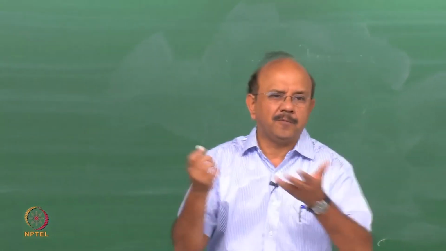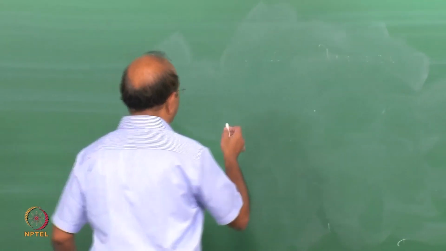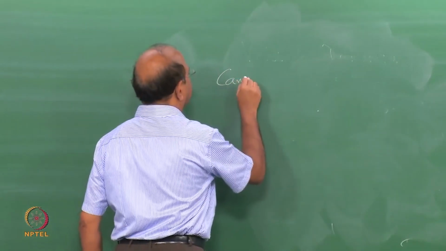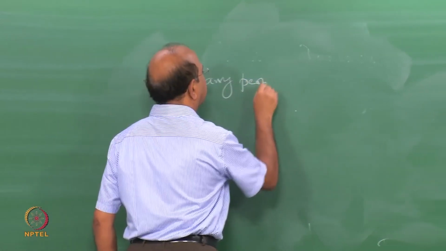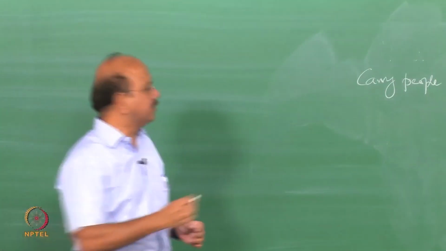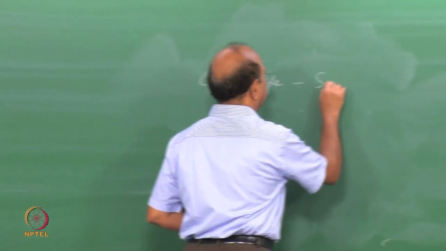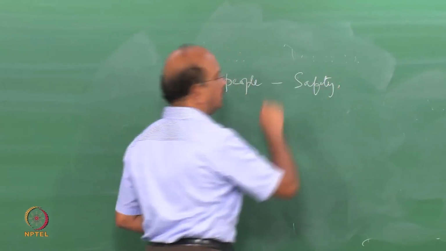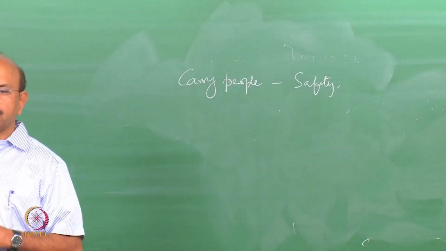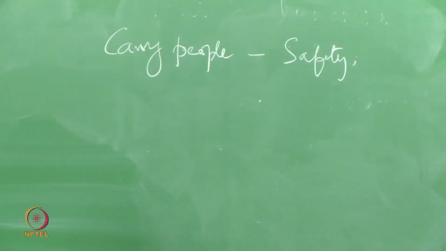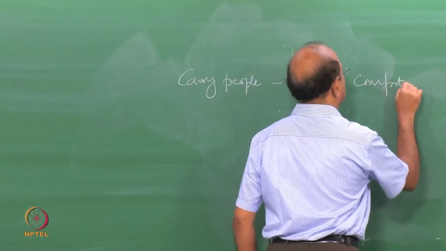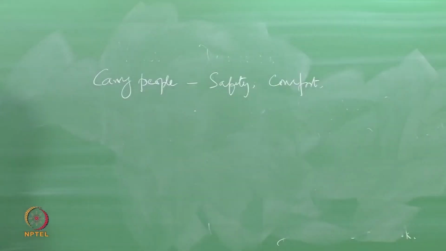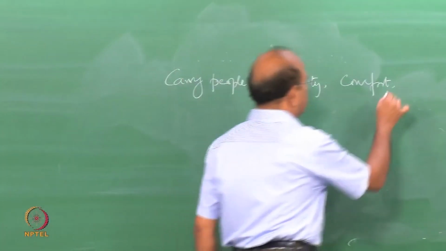Of course, it has to carry people. Don't tell me that it has to carry people. Yes, of course it has to carry people. But they have three important requirements when it carries people. Obviously, safety. It has to carry people safely. It has to carry people comfortably. And of course, economically.